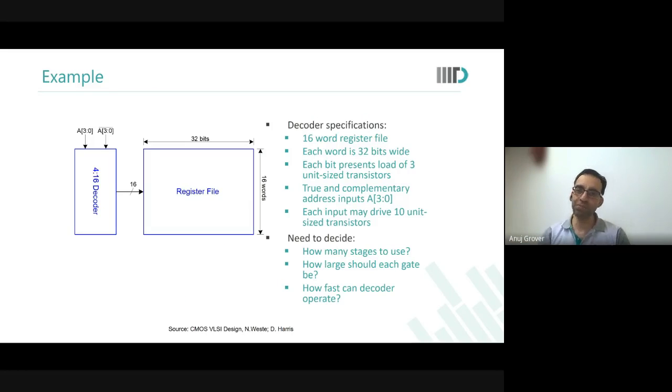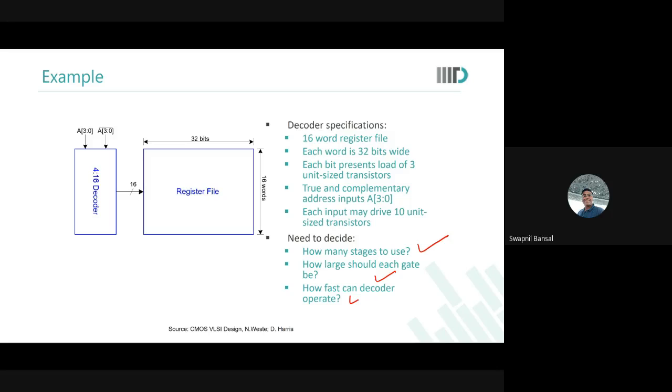फॉर एग्जाम्पल ये जो हम SRAM डिकोडर की बात कर रहे थे, you need to answer questions like how many stages to use, how large should each gate be, how fast can the decoder operate. You need to answer all these questions early on so that you can target a specification.